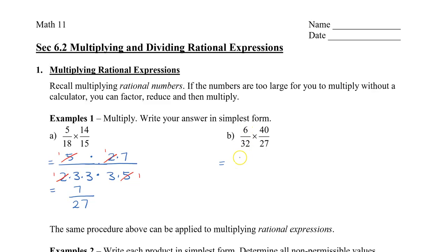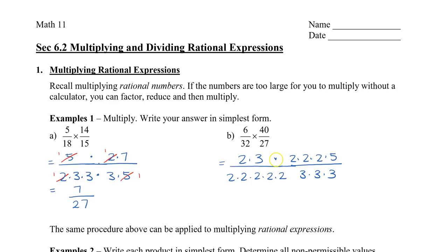So again, 6 can be broken down into 2 times 3. 32 is 2 times 2 times 2 times 2 times 2. Now, if you're not sure how to break these down, remember that you can also draw a factor tree, and that will show you the factors of each number. 40 is the same as 2 times 2 times 2 times 5, and 27 is 3 times 3 times 3.